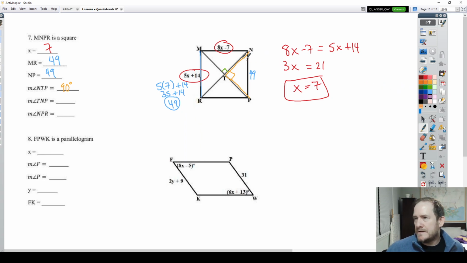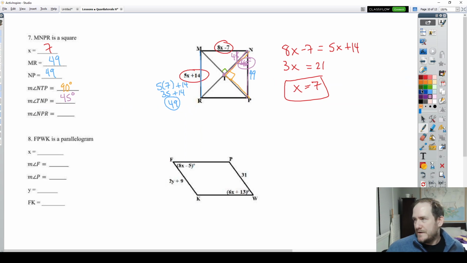TNP, from T to N to P. All right, this is something we haven't talked about before, but we know that the sides are perpendicular, right? In a square, it makes a right angle. And we've got that same rule from a rhombus that says that the diagonals bisect these angles. So both of these should be half of 90. They're going to be 45 degrees each. So we know that angle is 45 degrees.